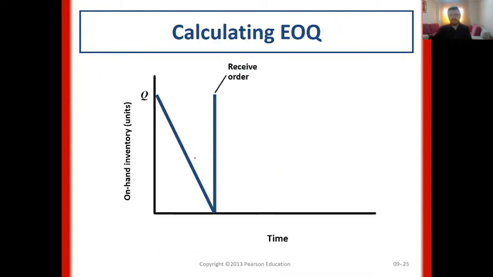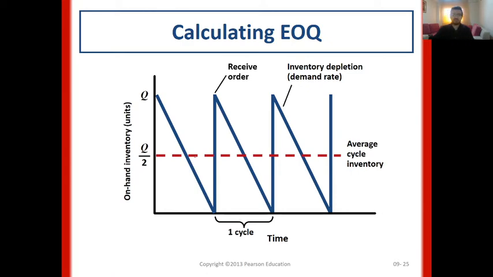The EOQ model has this kind of zigzagging shape, which is a sawtooth shape. In this shape, the y-axis shows on-hand inventory, and at the beginning of the cycle, we have Q units of inventory on hand. Then, remember the demand is constant and known, so the amount of on-hand inventory reduces with a linear slope. And by the way, this slope is determined by demand.